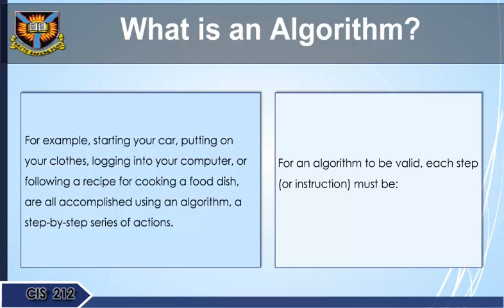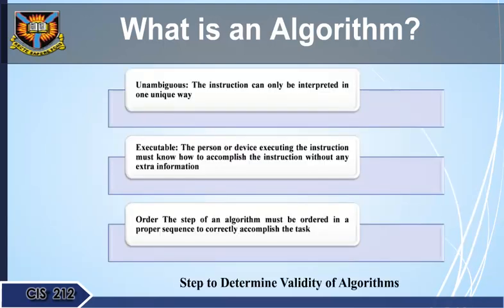For an algorithm to be valid, each step or instruction must be unambiguous. The instruction can only be interpreted in one unique way. Executable. The person or device executing the instruction must know how to accomplish the instruction without any extra information. Order. The steps of an algorithm must be ordered in a proper sequence to correctly accomplish the task.